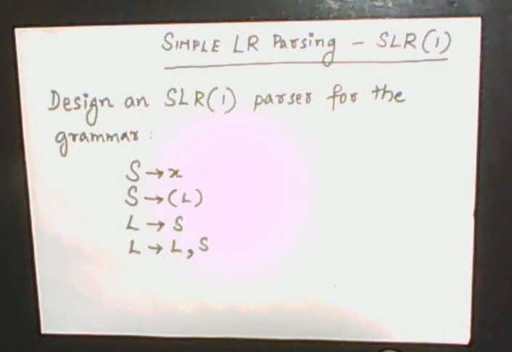So as we have already seen, the LR0 parser and the SLR1 parser both have LR0 items, and while constructing the parsing table, there is a small difference. That is the only difference we have between LR0 and SLR1.